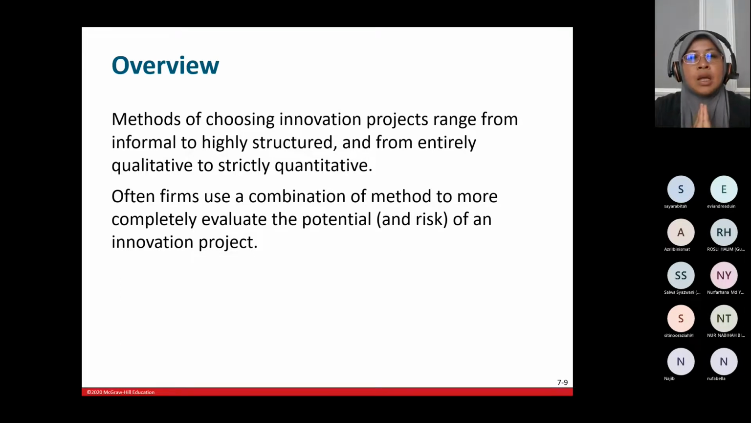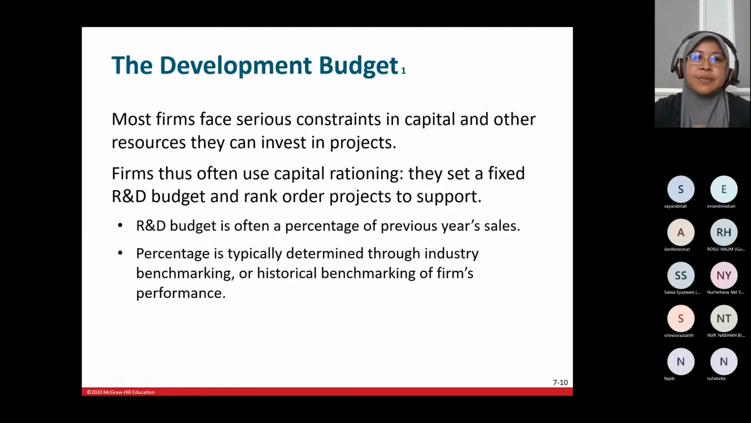So to choose the project, it involves R&D. Okay, it involves research. Firms must have research and development, R&D. For research, it can be qualitative, it can be quantitative. And then this is the first thing when discussing about a project.